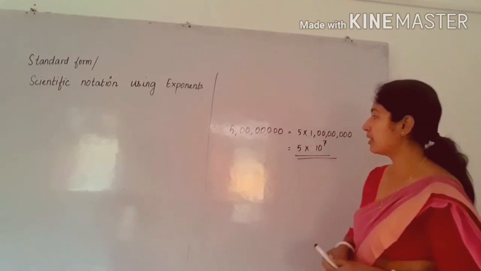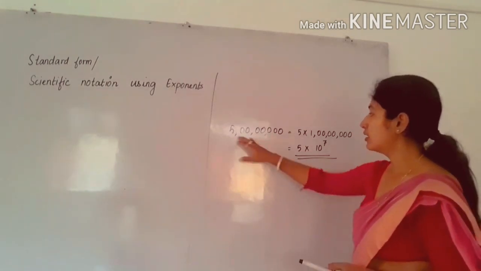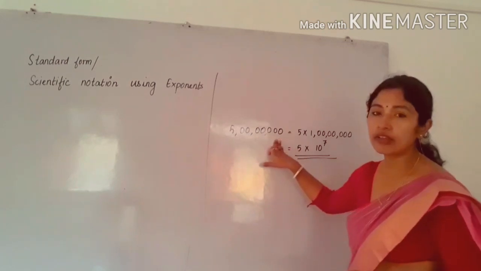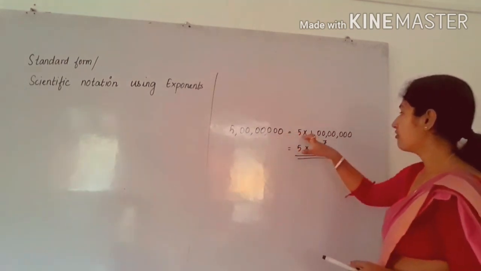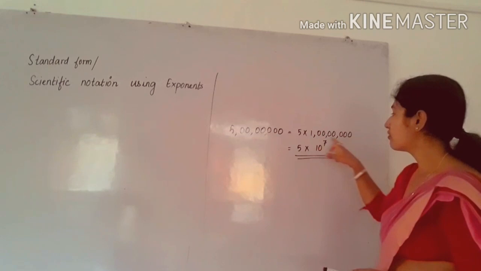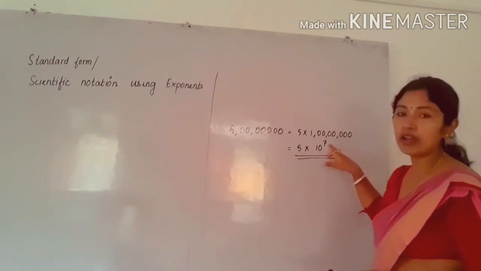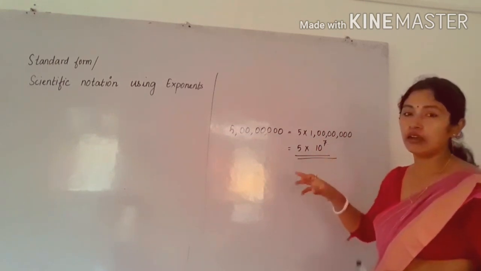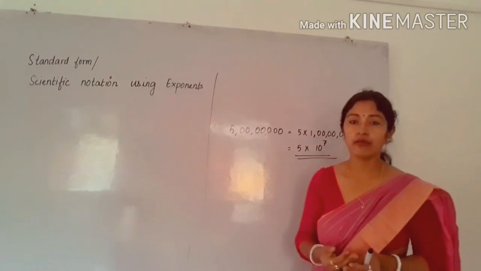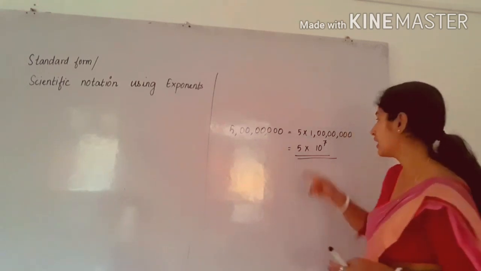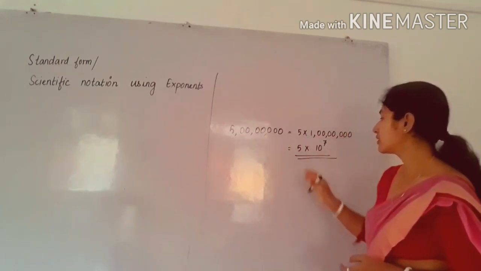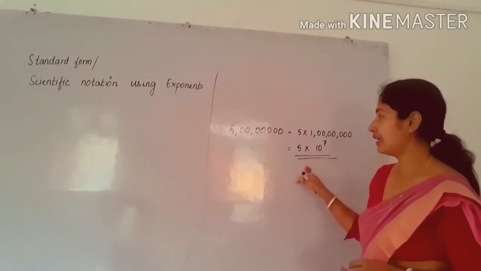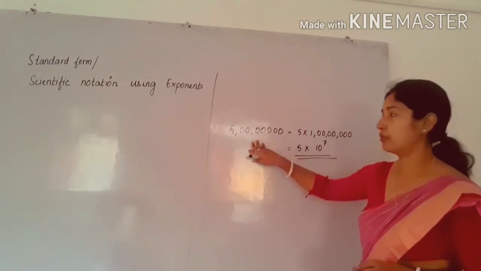Whenever we want to express a very large number or a very small number, we can express it in standard form. For example, if I have the number 5 crore, after 5 we have 7 zeros. So we can write it as 5 into 1 crore. In place of 1 crore we can write 10 to the power 7, because if you multiply 10 seven times, we will get 1 crore. So this is the standard form of writing this large number.